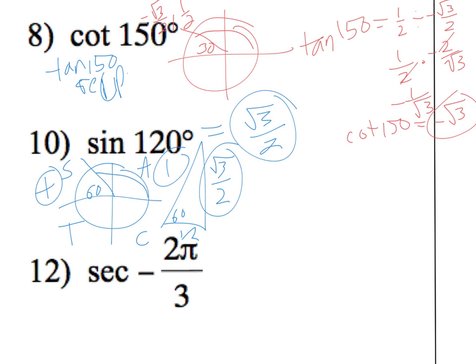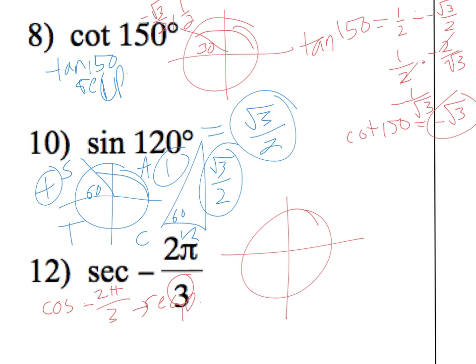Number 12, we're looking at secant of negative 2 pi over 3. I'm going to find cosine of negative 2 pi over 3 and find the reciprocal. Okay, I know this is a 60-degree reference angle because of dividing by 3, so that my cosine value is going to be based on my 30, 60, 90 right triangle. So root 3 over 2, 1/2, and 1. Cosine of the reference angle, pi over 3, is going to be 1/2.